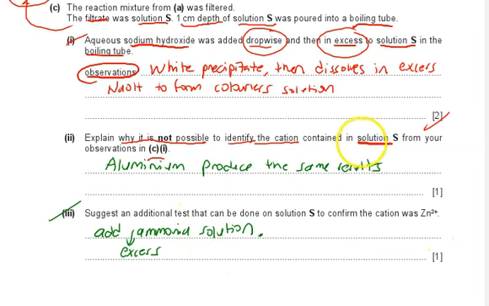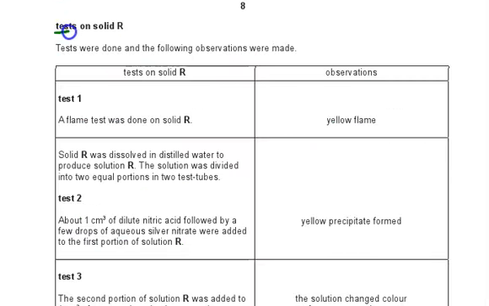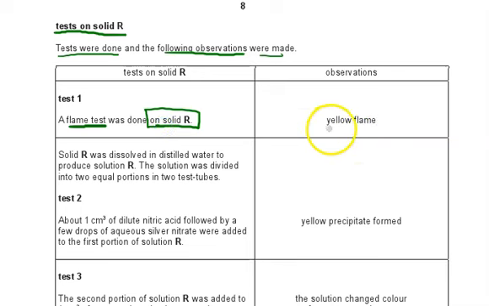Alright, so we have done this. Now let us look at the next question. For the tests on solid R, tests were done and the following observations were made. Now we have a flame test over here. A flame test was done on solid R. It produces a yellow flame.